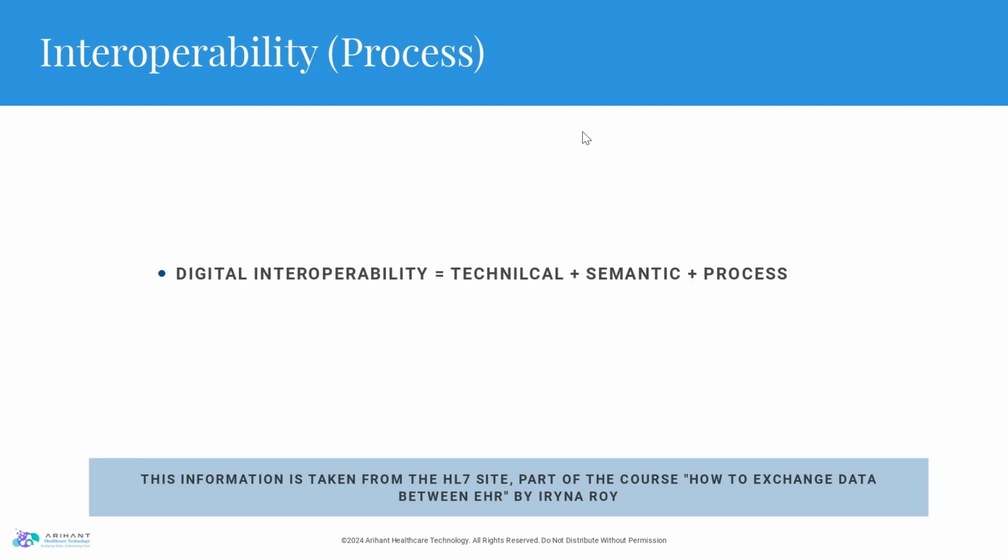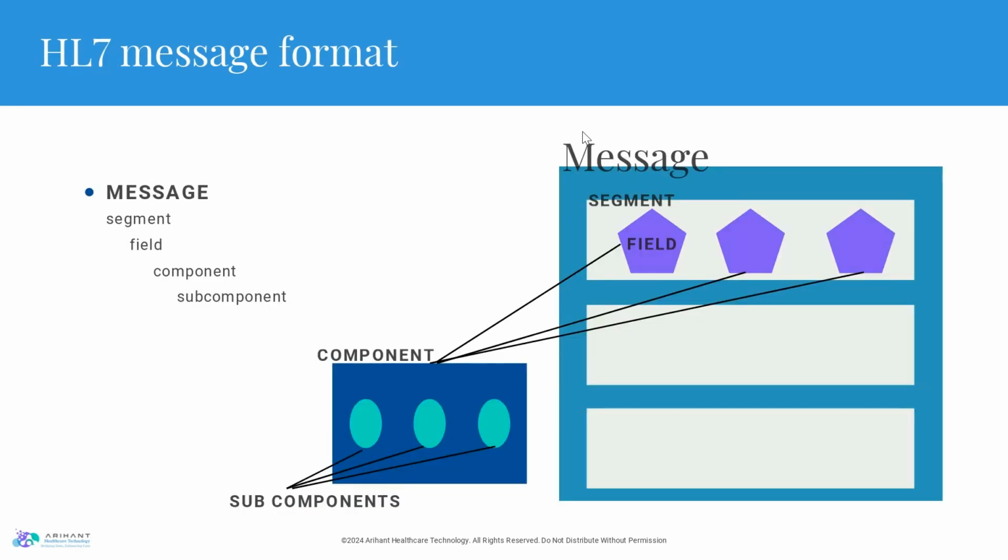So combining this technical, semantic, and process, we can achieve a better digital interoperability between the systems. So let's deep dive into the message format. So how the HL7 message looks like. HL7 message is basically a top level message, and under the message it's a segment, field, component, and subcomponent. But just to understand how actually it looks like, I'll provide an example of our closet probably.